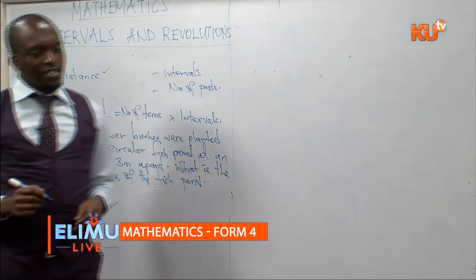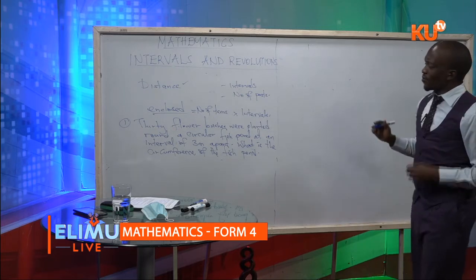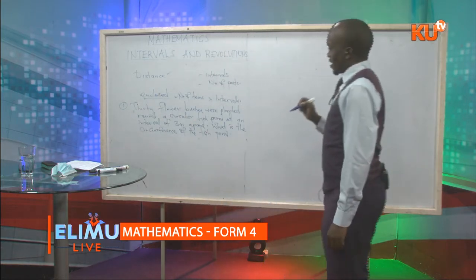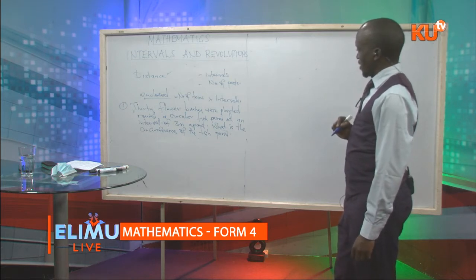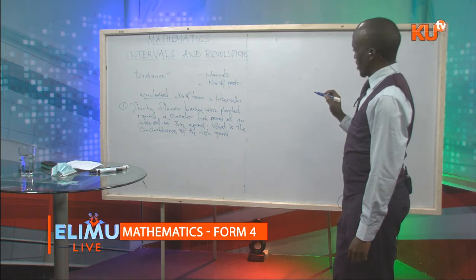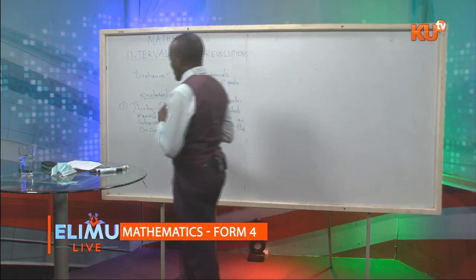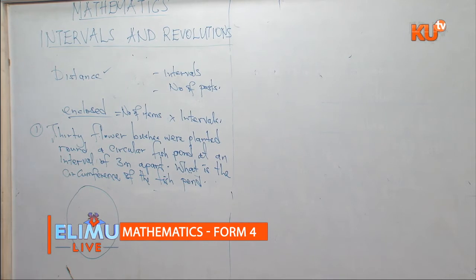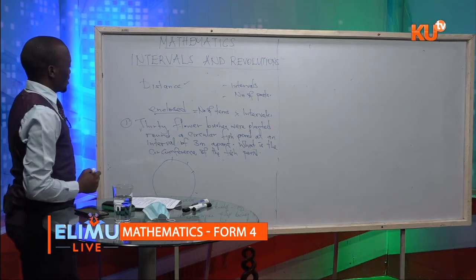One thing I've always noted is that children never want to attempt questions that have long sentences, and these questions are always very easy. Once you understand what is to be done, you'll find that the working is very easy. Look at this. 30 flower bushes were planted around a circular fish pond. Have that picture in mind. At intervals of 3 meters, that is, they were put 3 meters apart. What is the circumference of the fish pond?